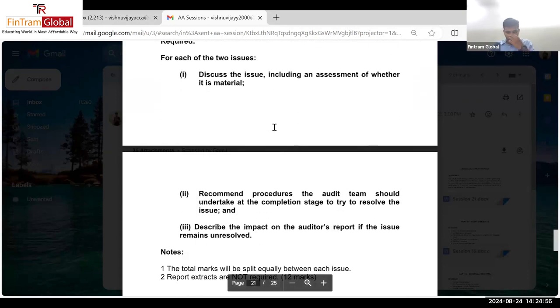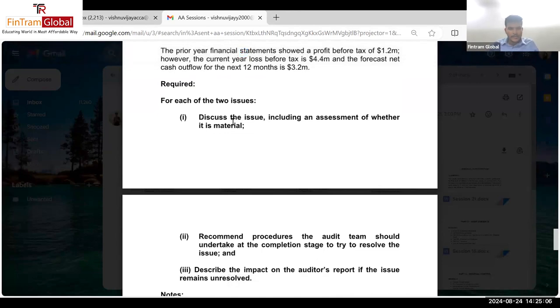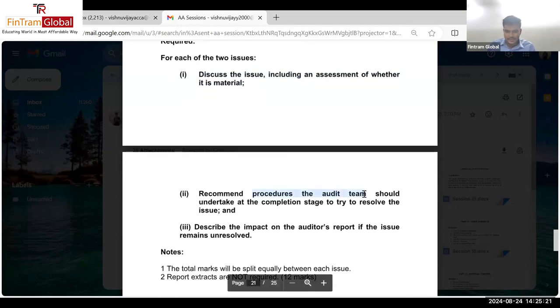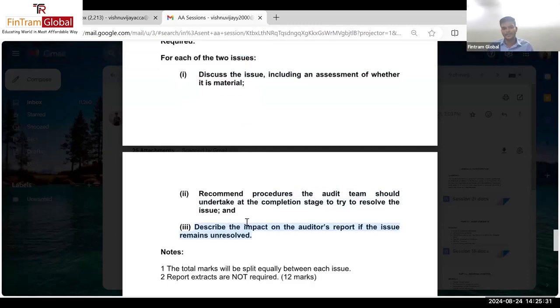So I have a question over here. I'll just read the requirement first of all. And those who are on the call, please turn your videos on as well at all times. The first thing that we will be looking at would be the requirement. This one says, for each of the two issues, discuss the issue, including an assessment of whether it is material, recommend procedures the audit team should undertake at the completion stage to try to resolve the issue, and describe the impact on the auditor's report if the issue remains unresolved.